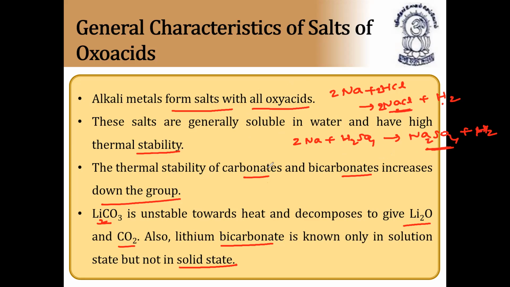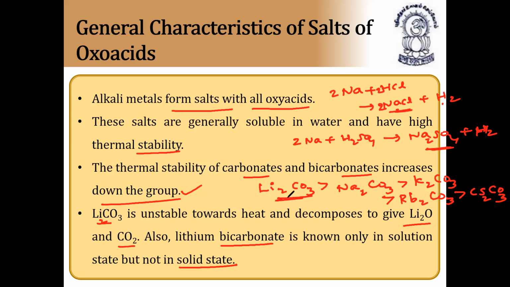So the thermal stability of carbonates and bicarbonates increases down the group. Means what? Lithium carbonate is more stable than sodium carbonate, more stable than potassium carbonate, more stable than rubidium carbonate, more stable than cesium carbonate. So down the group, the stability decreases. Similarly, lithium bicarbonate, LiHCO3, is more stable than sodium bicarbonate and so on.